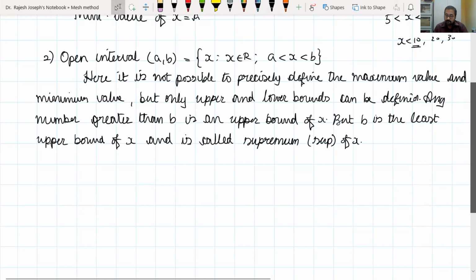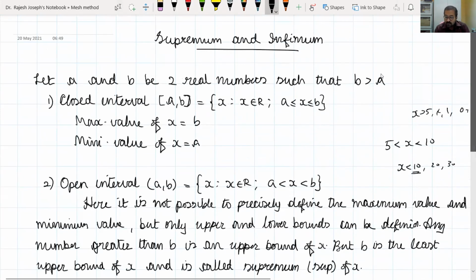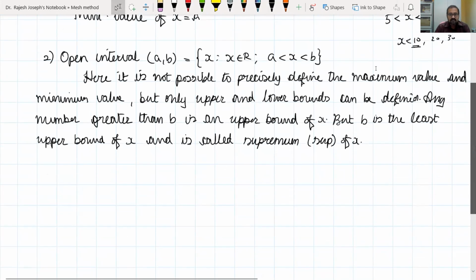Similarly, X is greater than 5. X is greater than 5 means it is obviously greater than 4, greater than 1, greater than 0.5. These are all the lower bounds, but 5 is the greatest lower bound. So that is why it is called an infimum.